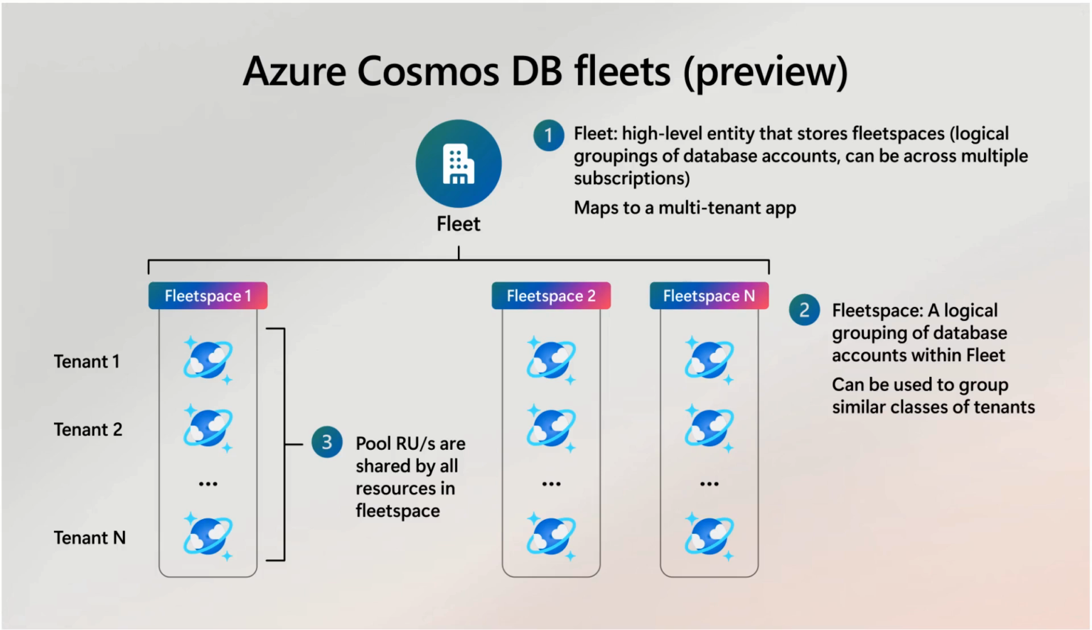Cosmos DB fleets organize tenants into fleet spaces, logical collections of database accounts grouped by similar performance or tenant class. Fleet spaces enable pooled throughput, allowing all accounts within a fleet space to draw from a shared pool of request units. This pooling simplifies capacity planning and cost management, letting tenants burst independently while sharing resources when others are idle. Setting up a fleet space is straightforward. Name it, enable throughput pooling, select regions and limits, and add tenants, all managed through the Azure portal.